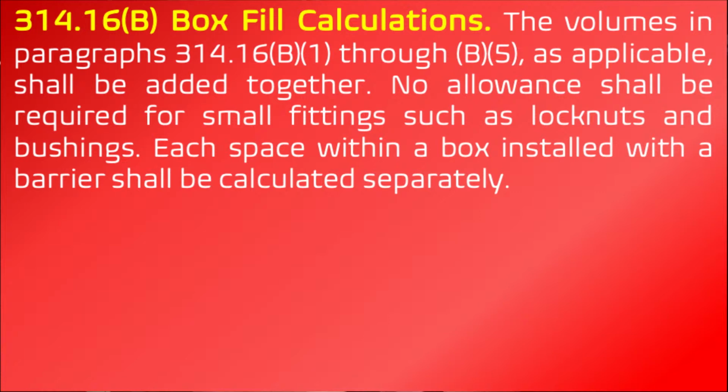So, box fill calculations. The volumes in paragraphs 314.16(B)(1) through (B)(5), and that's what we're going to go through right here, as applicable shall be added together, which means it's not one or the other. It means it's all of them combined. And then it says no allowance shall be required for small fittings such as lock nuts and bushings, and each space within a box installed with a barrier shall be calculated separately. Which basically means if there is a barrier in the box, then you have to deal with each side of that barrier as a separate box and not the whole.